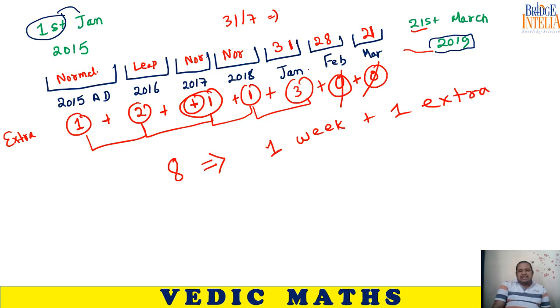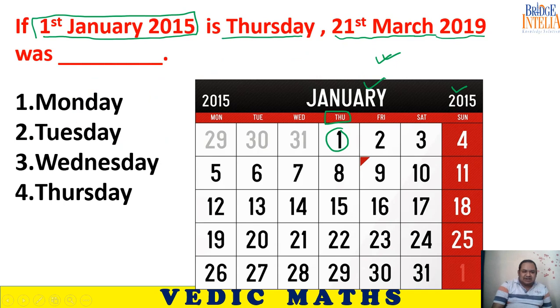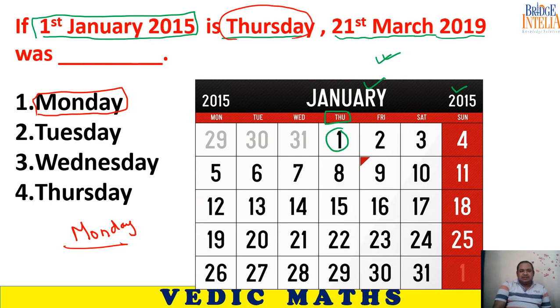So all that matters is extra days. So 1 extra day, day number 1. So that day is Monday. Sorry, that day would be Thursday, because it is mentioned that the first day is Thursday. So we will have to consider accordingly: Thursday.